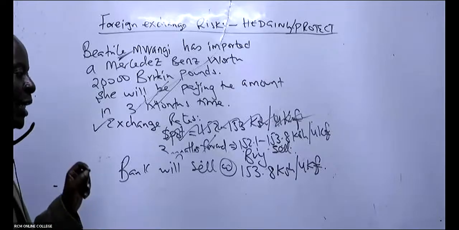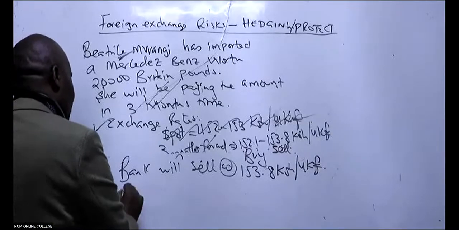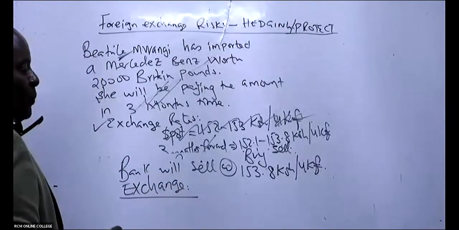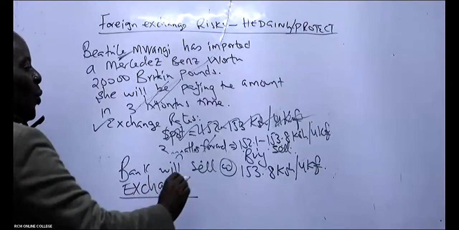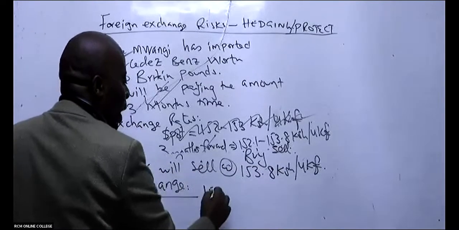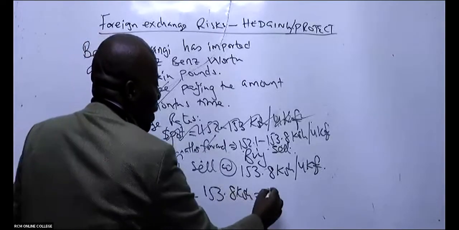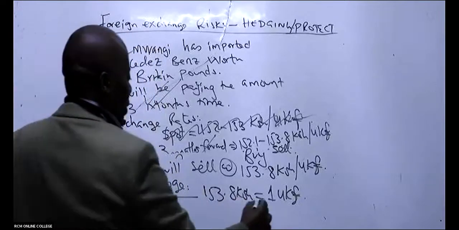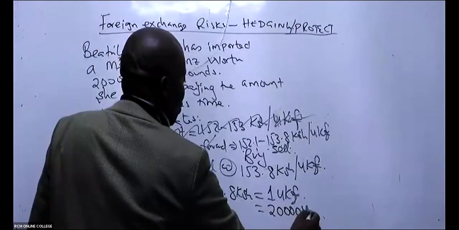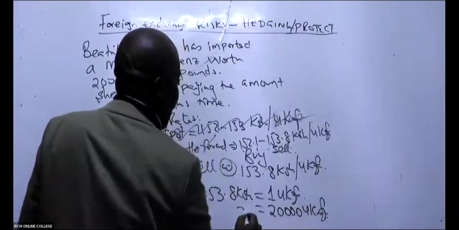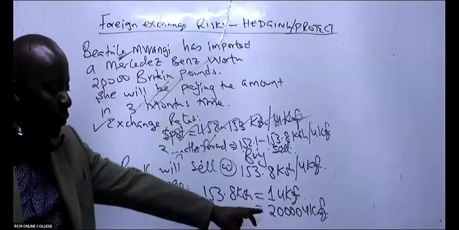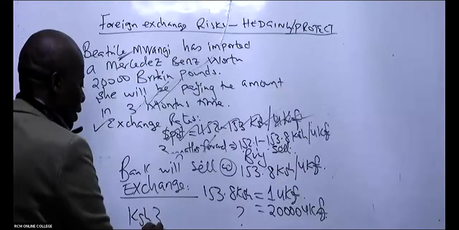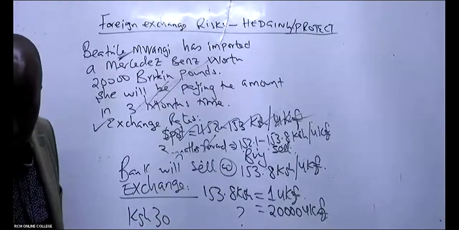All right. And if that is the case, go ahead and do the last thing, which is exchange. We can see now the rate of exchange: 153.8 Kenya shillings equals 1 UK pound. And we are saying that this great lady is required to pay 20,000 UK pounds. So this will translate to how much in Kenya shillings? Please take this times that. I'm being told that this will be Kenya shillings 76,000.